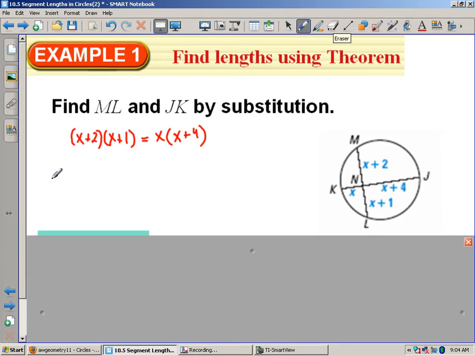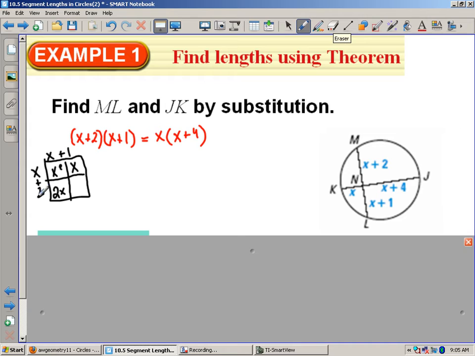If you want FOIL, that's fine, but you can do FOIL. I'm going to say x plus 2, and on the other side x plus 1. And so if I multiply to find the area of this rectangle, I get x squared. If I multiply to get the area of this rectangle, I get 1x. If I multiply to get the area of this rectangle, I get 2x. And then the area of this one would be 2.